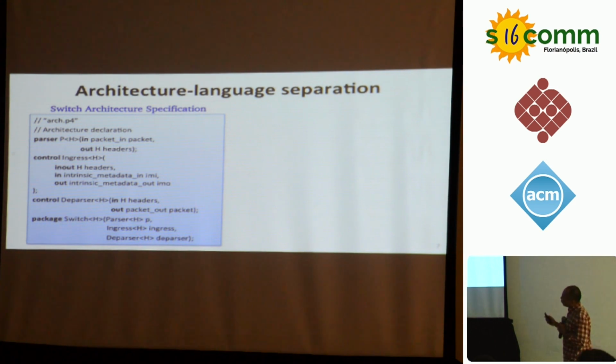So let me briefly talk about this architecture language separation concept. So the architecture is something that the target provider offers for their target consumers. So it's like these generic descriptions of the programmable blocks in that particular target. So here I'm saying that, hey, on my target, I have one parser. It can consume the byte stream of packets, and then it generates a parsed representation of the packet called headers. And then that type of the headers is actually defined as a parameter. It's a generic type.